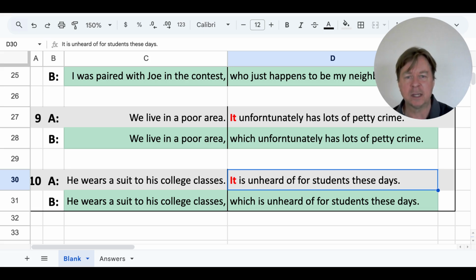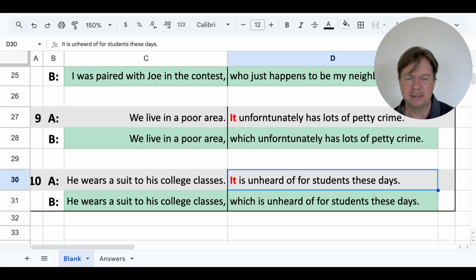And that's it. I hope this helped. Now you can do this yourself. So of course you can open up the links below, and you can either do this in Google Sheets or you can download it in Excel. You could actually even do it in LibreOffice and OpenOffice, I believe. So it should work. And you could practice making those relative clauses.